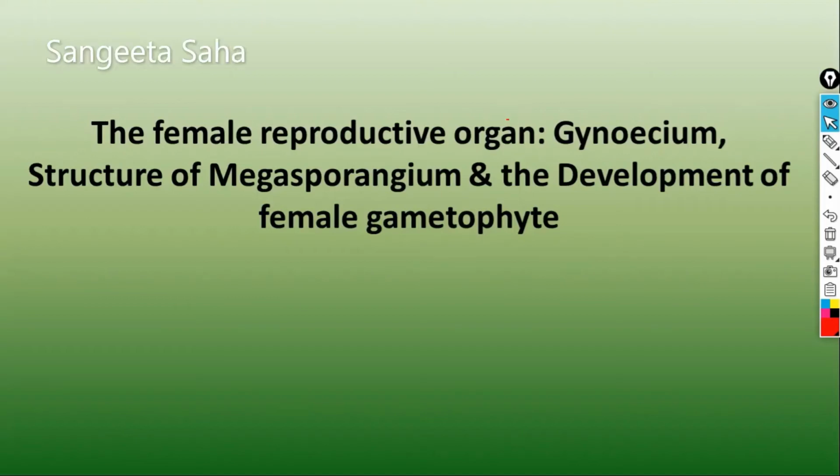Hello students, in the previous lesson we have already learnt about the main reproductive organ, that is the stamen. There we have already learnt how the male gametes are being formed. In today's lesson we are going to learn about the structure and function of the female reproductive organ, that is the gynoecium, the structure of the megasporangium, and how the female gametophyte is being formed.